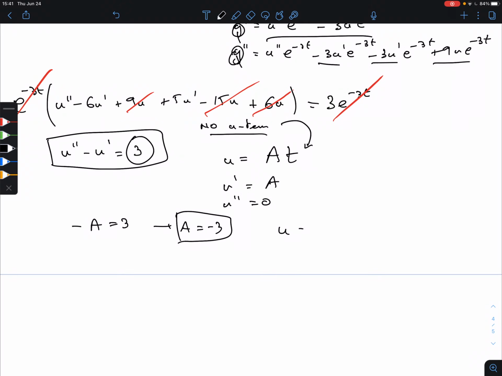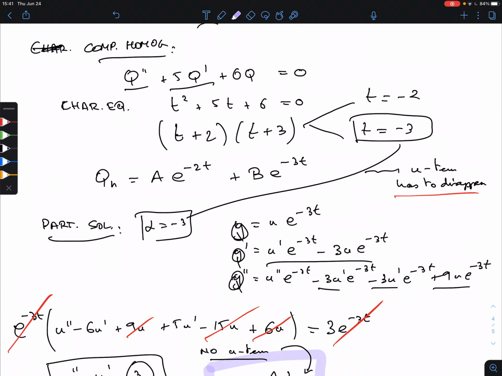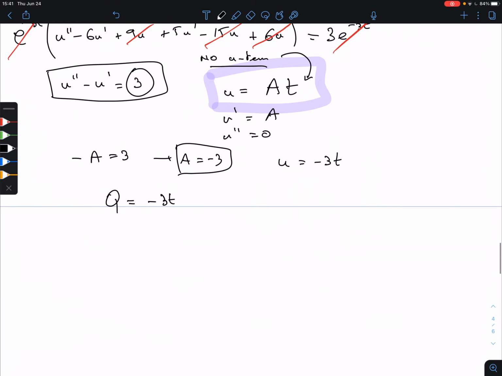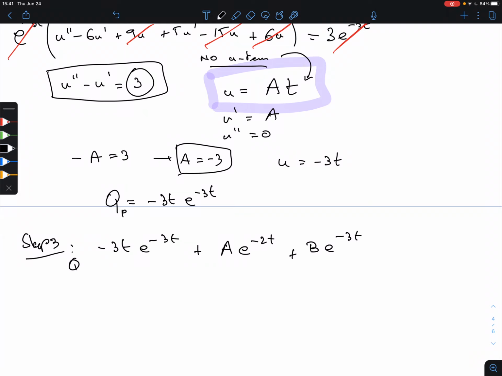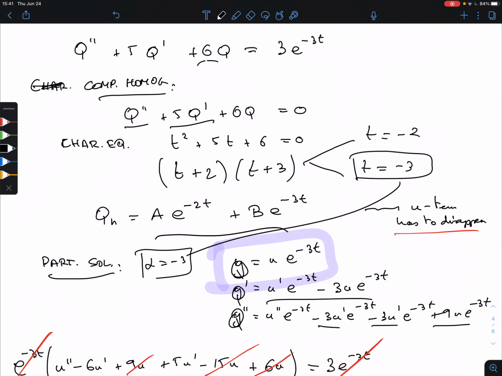Okay, so let's put everything together. So u is -3t. We have first of all this solution, but don't forget u itself was introduced this way. So we find that q is -3t e to the -3t. Okay, and so now step 3, the general solution, we put them together. This is the particular solution, so -3t e to the -3t, plus the a minus 2t plus b e to the -3t. That is q, right? That was the particular solution. Yeah, these two.